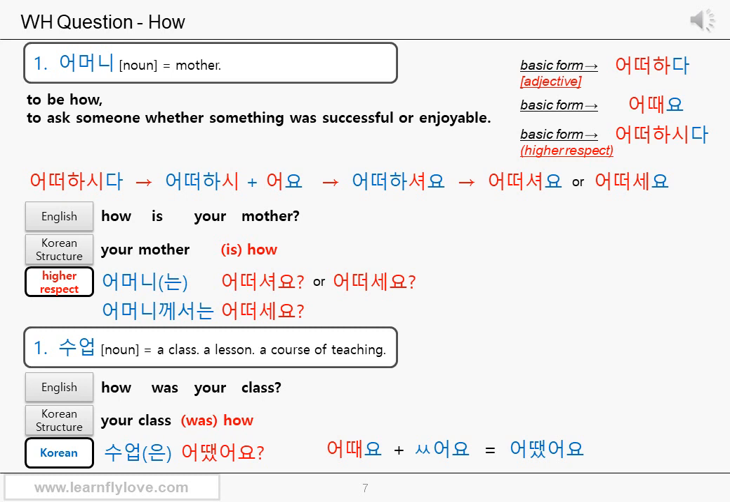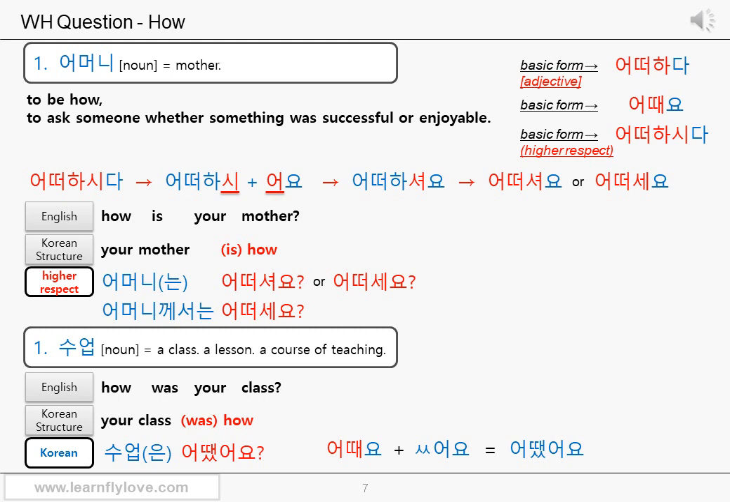Since the last letter of the stem 시 has the neutral vowel, an 어 sound should be added to be combined with the suffix 요. 어떠하시어요. But again, because the last letter of the stem 시 doesn't have a final consonant, the 시 sound should be combined with the 어 sound. So it becomes 어떠하셔요 rather than 어떠하시어요. If you use 어떠하셔요, native Koreans totally understand what you're talking about.